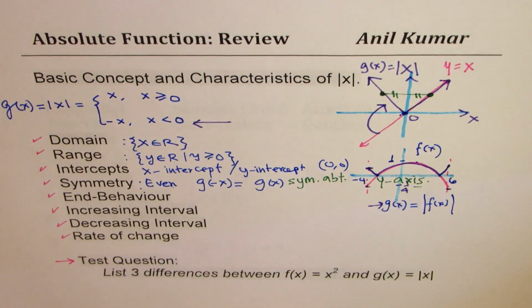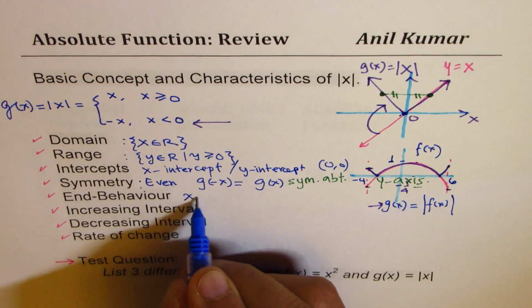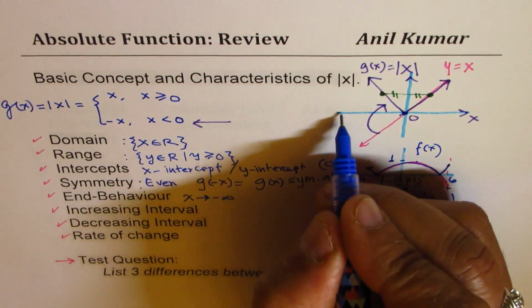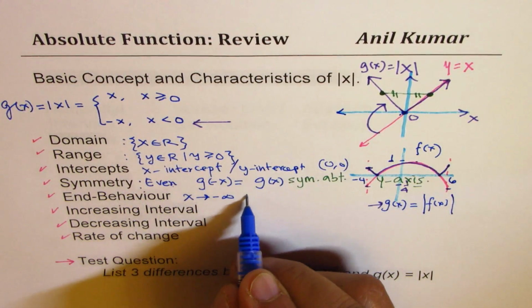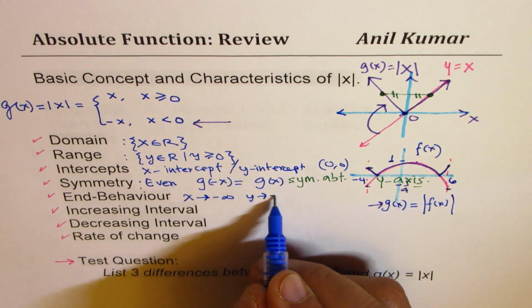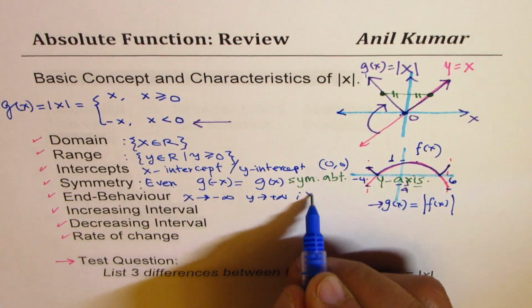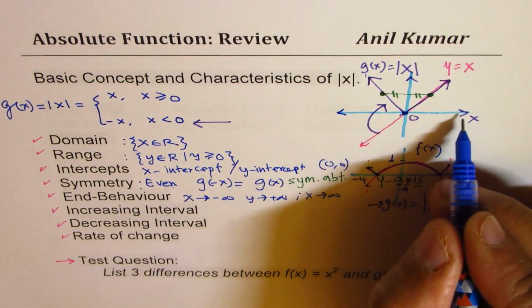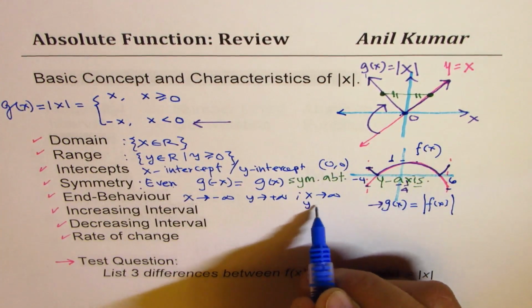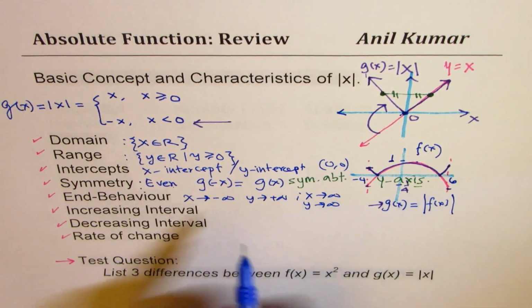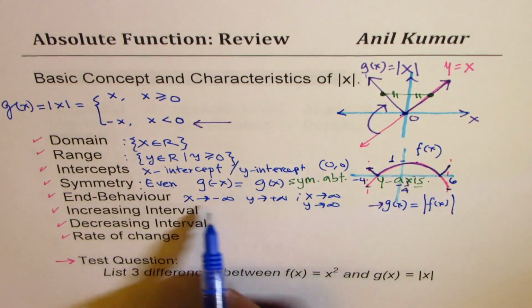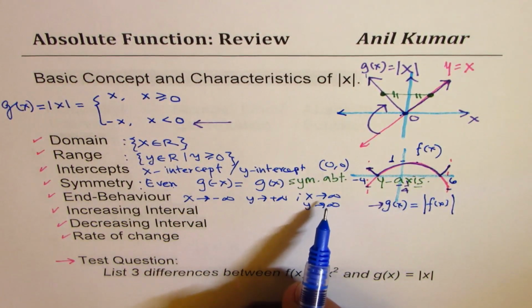End behavior. End behavior is that when x approaches negative infinity, that is this part, y approaches positive infinity, going upwards. And if x approaches positive infinity to the right extreme, y again approaches positive infinity. So for both, y approaches positive infinity.